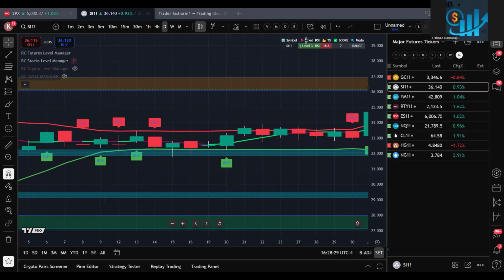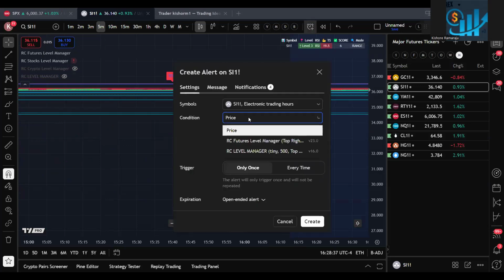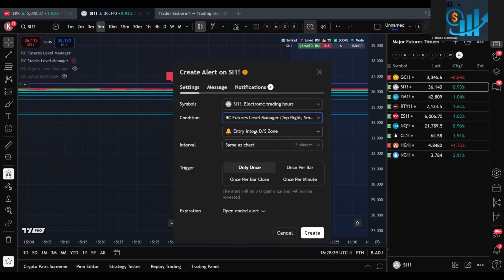So for futures level, right, what you need to do is go to 5 minutes and create an alert on, for example, futures level manager. You can create an alert on entry into a demand supply zone and put it on 5 minutes, once per bar close, create. Because you know that silver is bullish, right? We already marked all these as green. Only copper, GC, they are bearish. So we'll mainly look for buy signals.